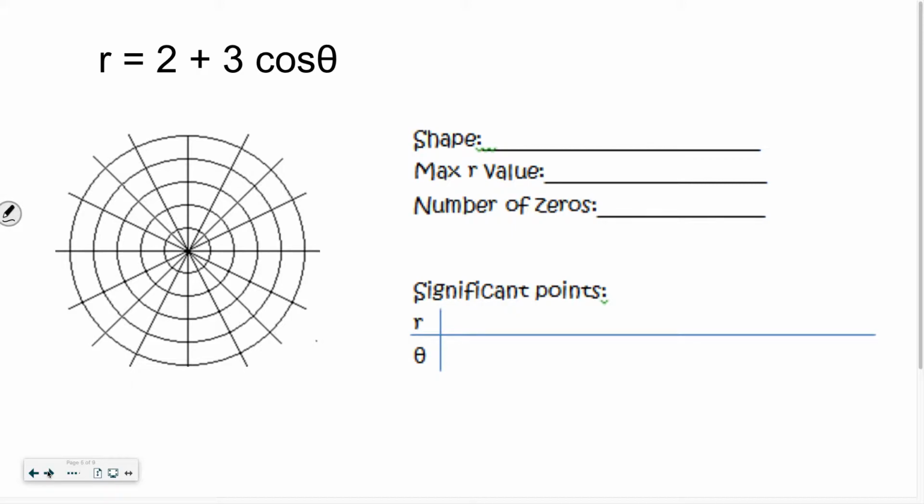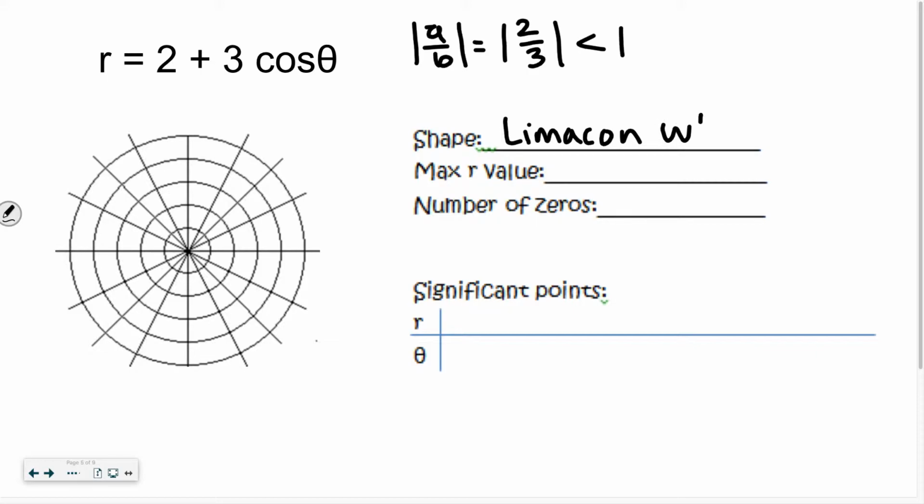Just like yesterday when we would say, for rose curve, rose curve with 3 petals or rose curve with 4 petals, when you name the Limacon, I would say what kind of Limacon it is. So right away, you're going to do the ratio of A to B. What is that? 2 over 3? So that's less than 1, which is Limacon with a loop.